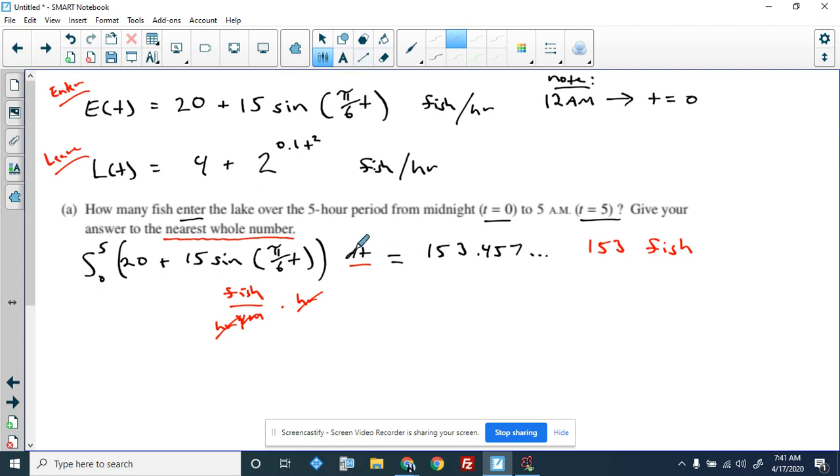So that means that's the net amount of fish, the net change in fish from t equals 0 to t equals 5. Okay? So pretty basic stuff there. So now on last year's test, you would have gotten this question. It would have been a 2-point question, 1 point for the setup, and 1 point for the answer.